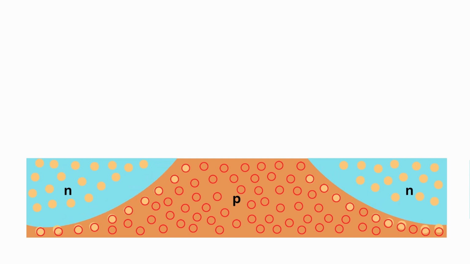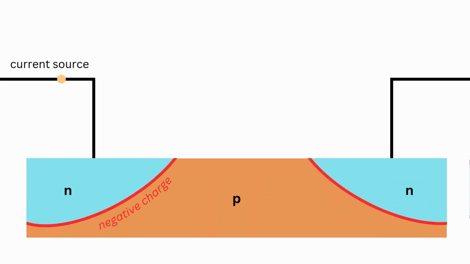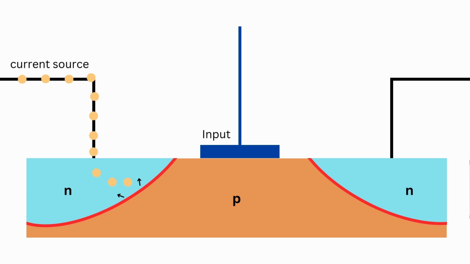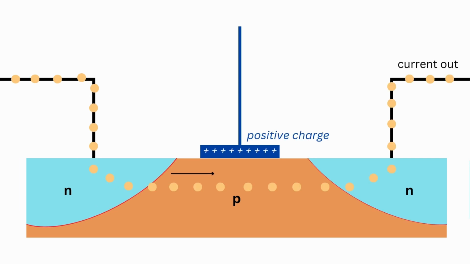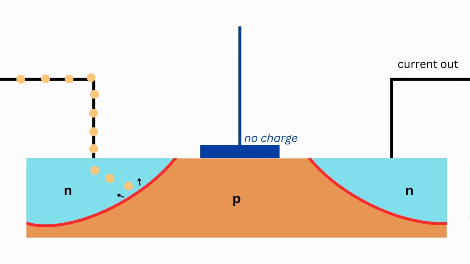Some of the free electrons from the n-type semiconductor fill up the holes in the p-type semiconductor, creating a negative charge on the p-type side. This blocks current flow because the negative charge repels the negatively charged electrons trying to pass through. To control this, we add a third terminal, the input. A positive voltage at the input attracts electrons, decreasing the depletion layer and allowing current to flow again. Turn it off, and the current stops.